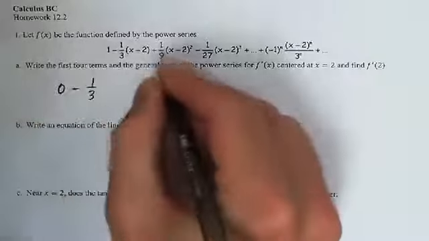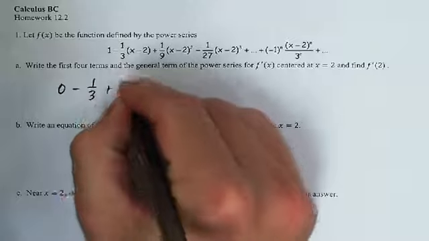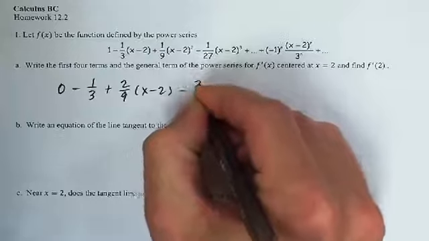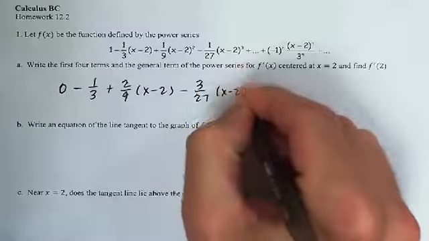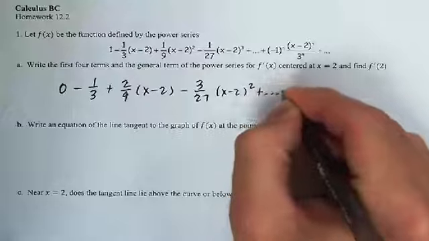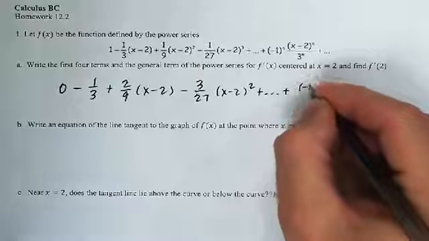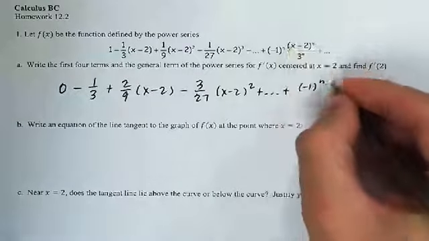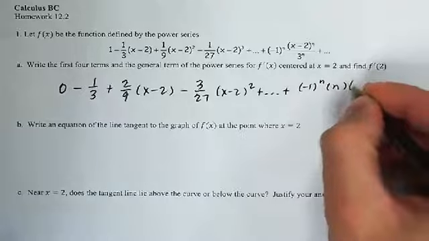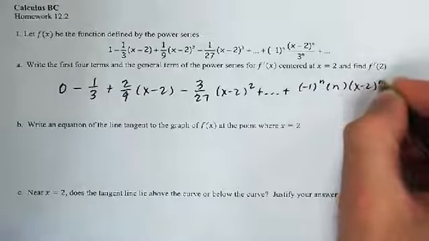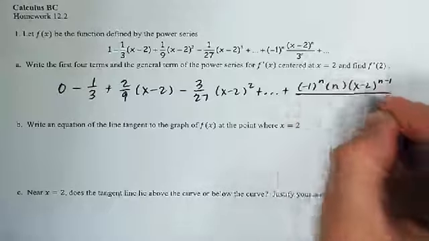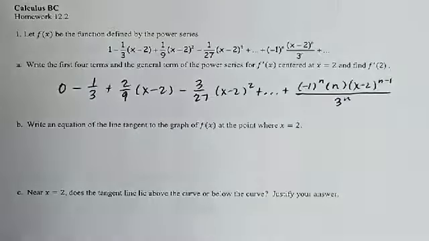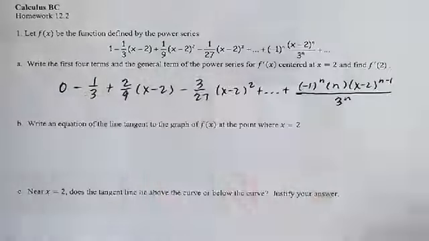negative 1/3 plus 2/9, reduce the power by 1, minus 3/27, reduce the power by 1. Then on the general term, taking the derivative with respect to x, I'm going to change negative 1 to the n. I'm going to bring down this power and reduce the power of the thing with x by 1. And 3 to the n is going to stay 3 to the n when you take the derivative with respect to x. That means that f prime of 2 is going to be negative 1/3.